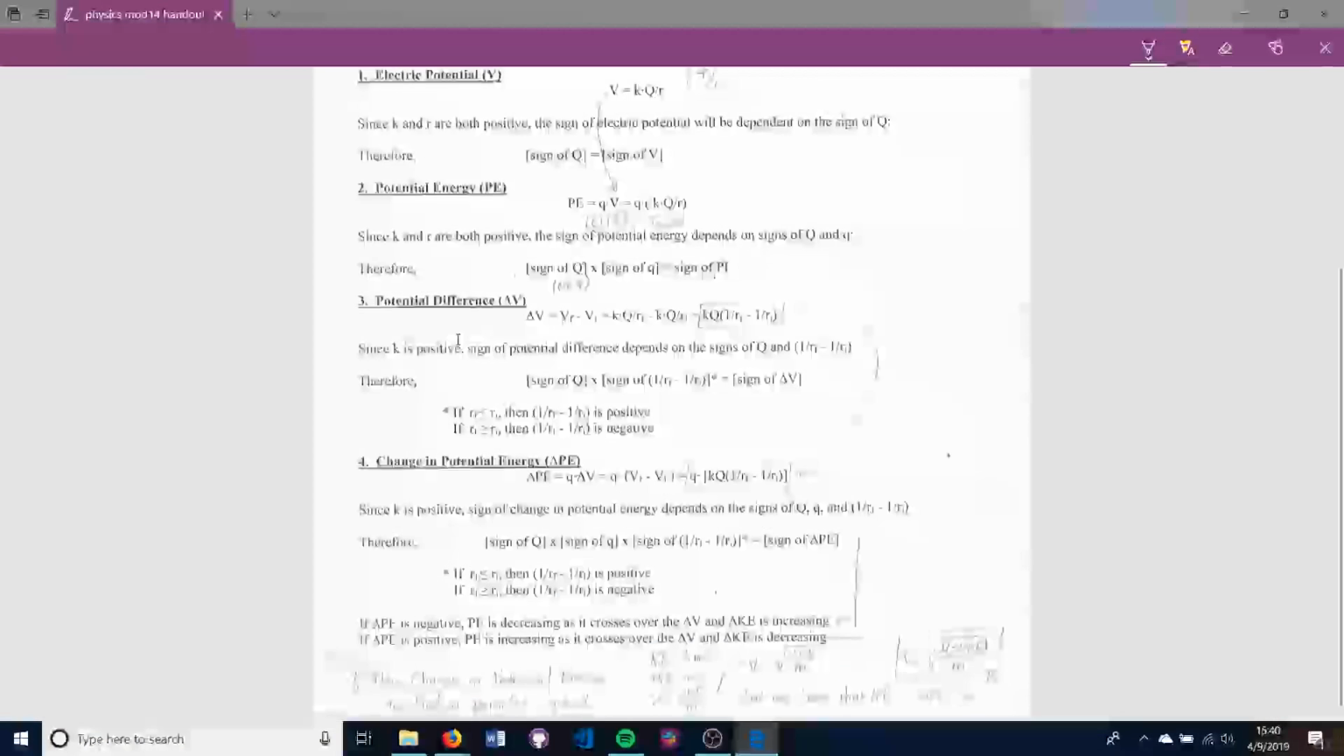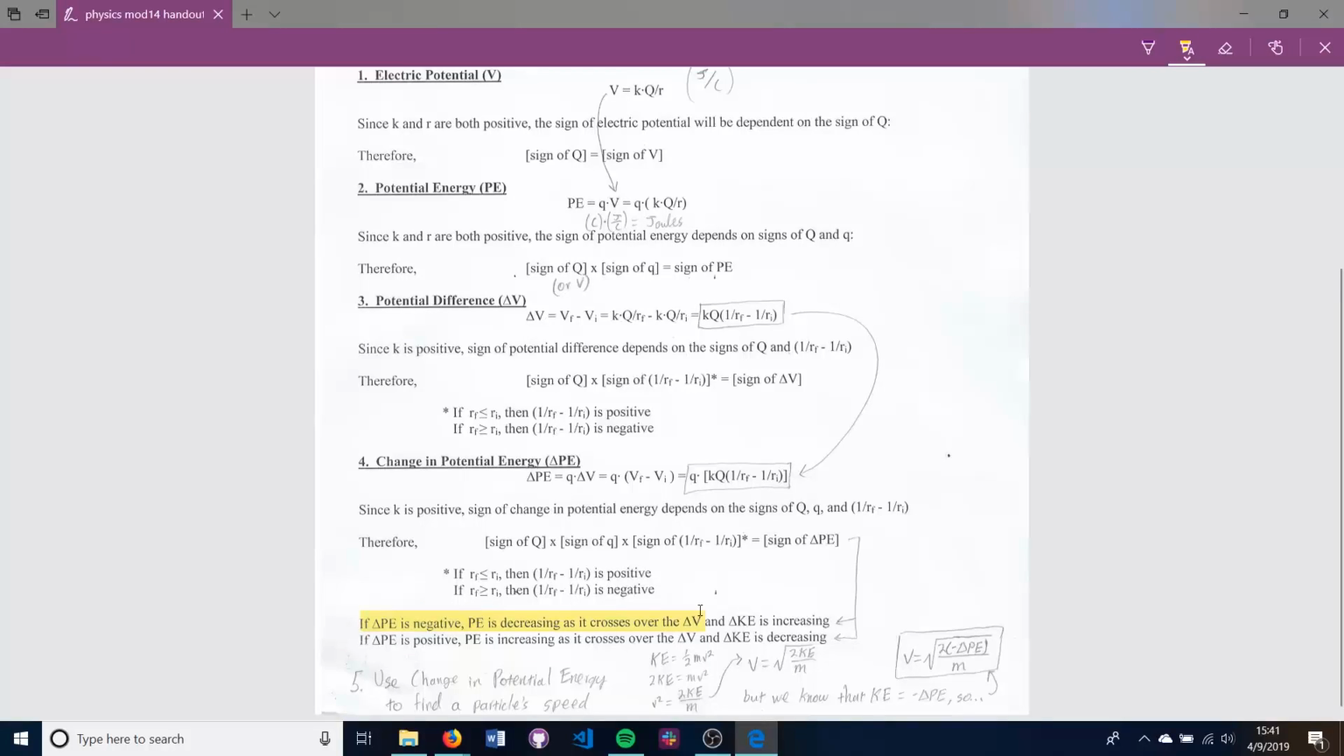So with this in mind, we go back to our sheet. We don't have any equation to find KE here. All we know is this chunk at the bottom. If the change in PE is negative, PE is decreasing, and delta KE is increasing. So if the change in potential energy is negative, PE is decreasing, which means kinetic energy is increasing. And if PE is positive, PE is increasing and kinetic energy is decreasing.